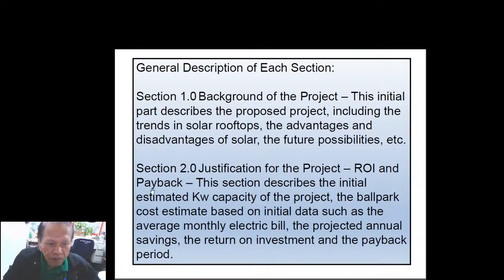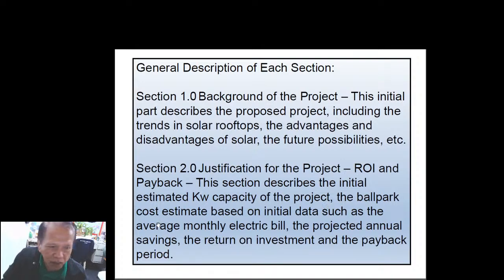Section 2, justification of the project. Bakit kailangan yung proyekto na yan? ROI is the return on investment. Return on investment and payback. No? This section describes the initial estimated kilowatt capacity of the project.